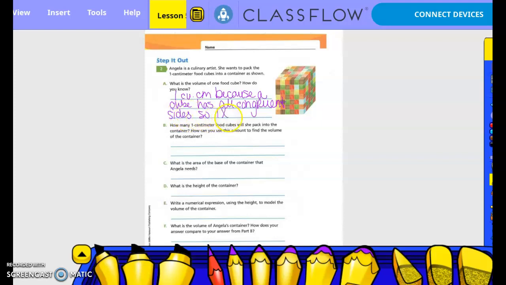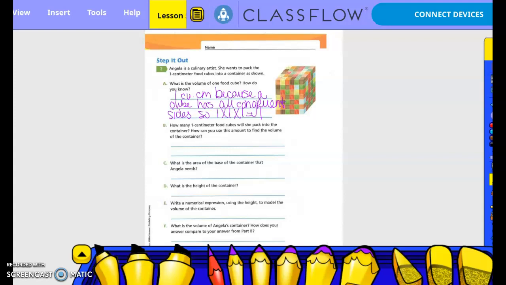So 1 times 1 times 1 equals 1, right? How many centimeter food cubes will she pack into the container? How can you use this amount to find the volume of the container? So basically, everything's 1 centimeter by 1 centimeter, right? So whatever we get for the volume of the container, it looks like they're all tightly packed, right? So whatever the volume is, that means that's how many cubes there are, right?